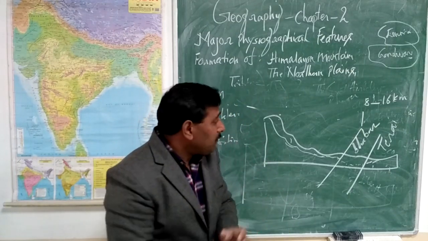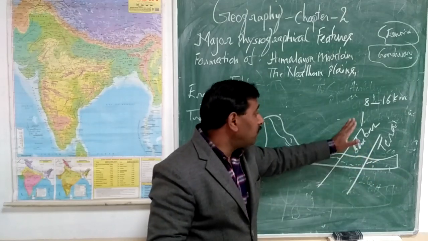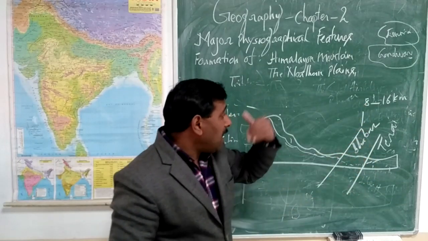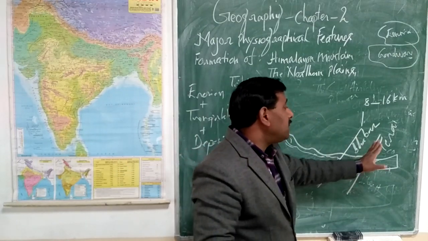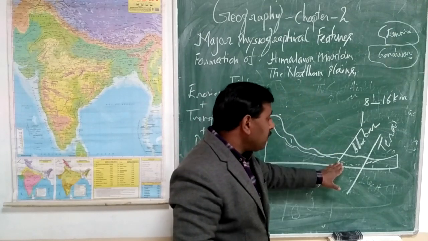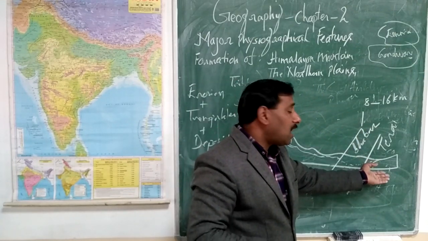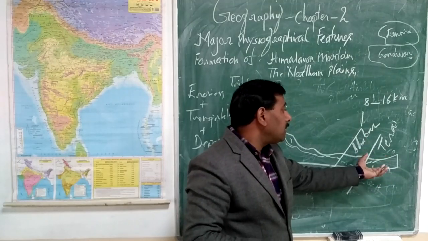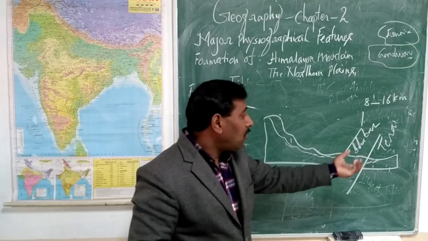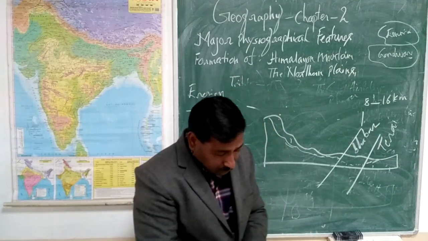So this is the meaning of Bhabar and Tarai area. The land after the foothills is known as the Bhabar, up to 8 to 16 kilometers. The land after the Bhabar, that is known as the Tarai. In Bhabar, the streams disappear, whereas they re-emerge in the Tarai area, which makes it a swampy, marshy area with a lot of water, so good for the cultivation of crops.